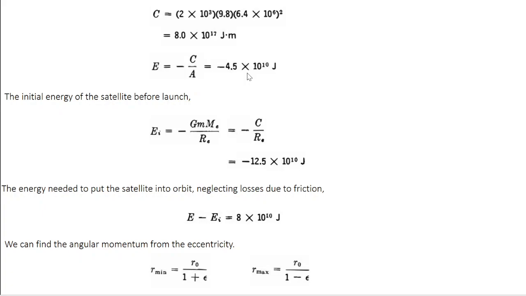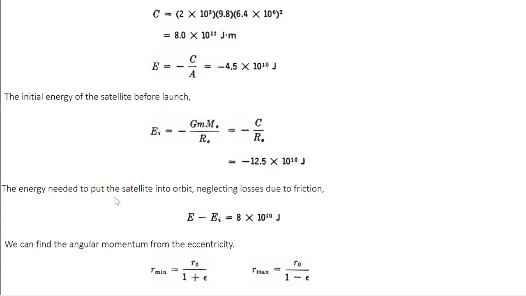So this is the energy of the satellite when it is in the orbit. And what is the initial energy of the satellite before launch? Before launch, the satellite is on the surface of Earth. It's not moving, so there is no kinetic energy. So the entire energy is the gravitational potential energy, which is given by minus G m Me by RE, which is nothing but minus C by RE. Substituting, you get the value minus 12.5 times 10 to the power 10 joule. So this is the initial energy, and E is the final energy.